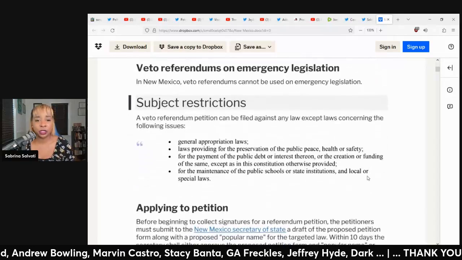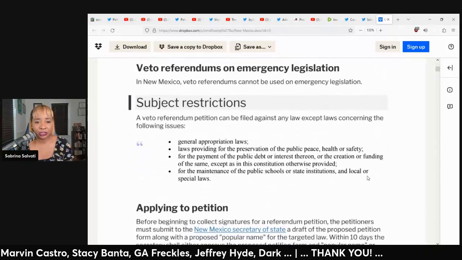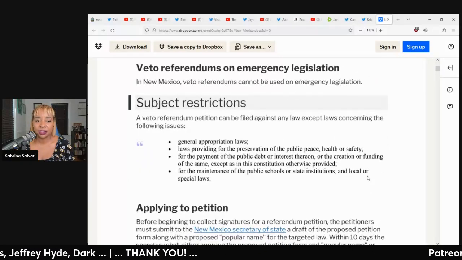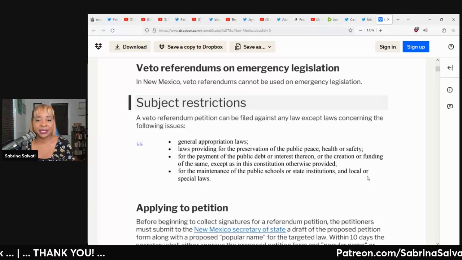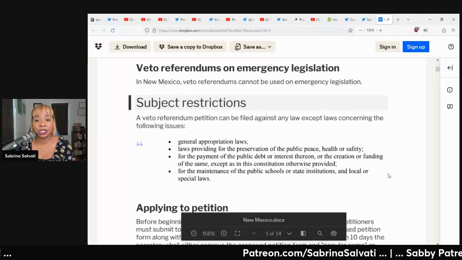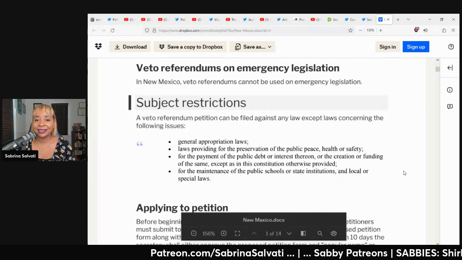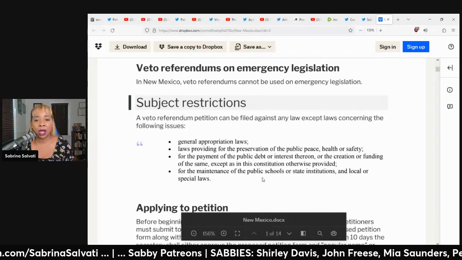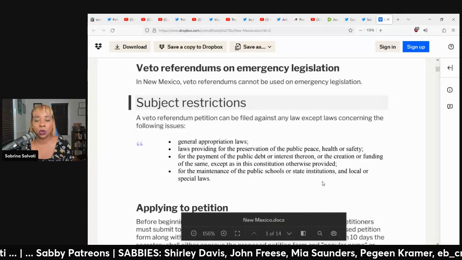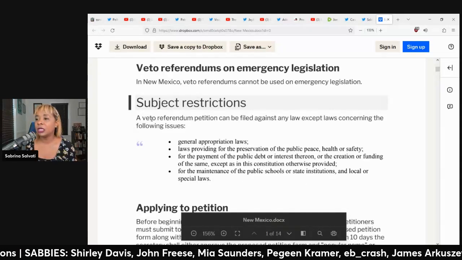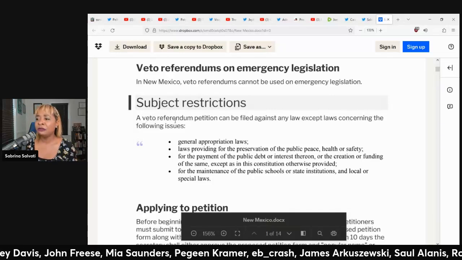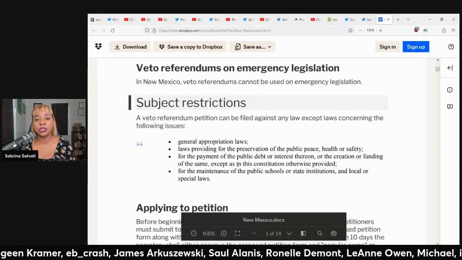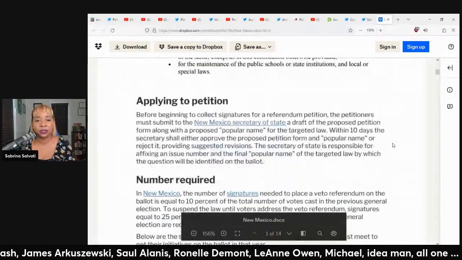There are subject restrictions: general appropriation laws, laws providing for the preservation of the public peace, health, or safety, for the payment of the public debt or interest thereon, or the creation or funding of the same, except as in this Constitution otherwise provided, and for the maintenance of the public schools or state institutions, and local or special laws. So a veto referendum petition can be filed against any law except for those that I mentioned. So you have to be careful there.